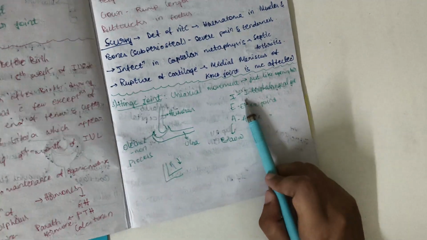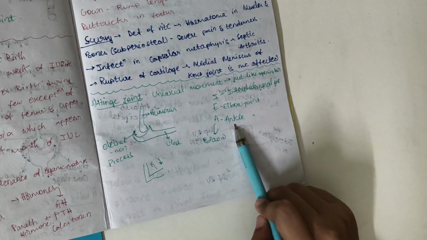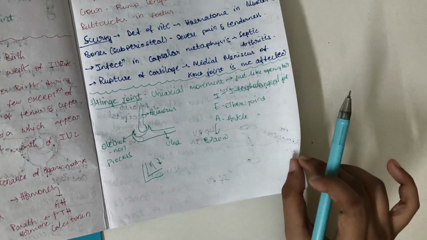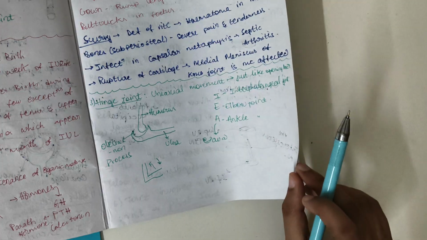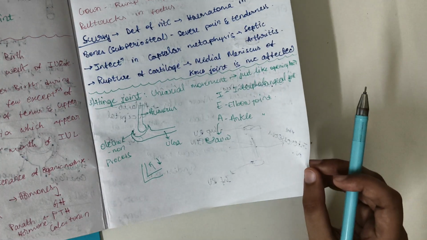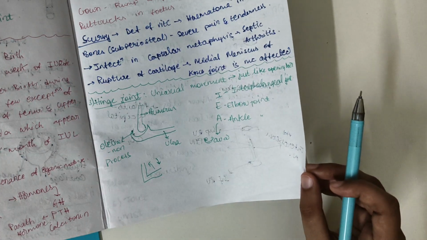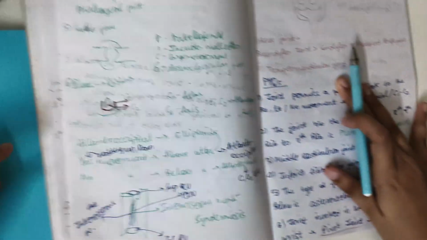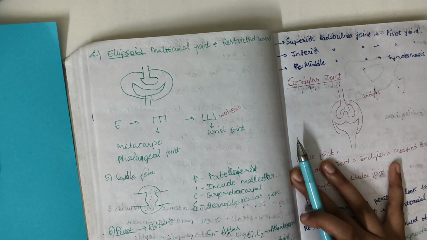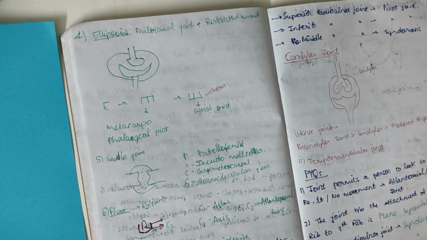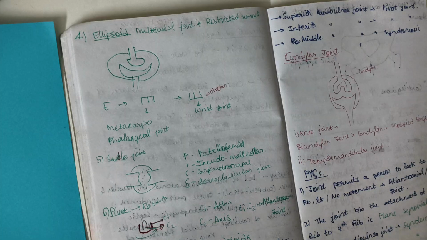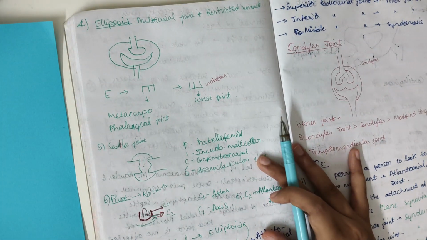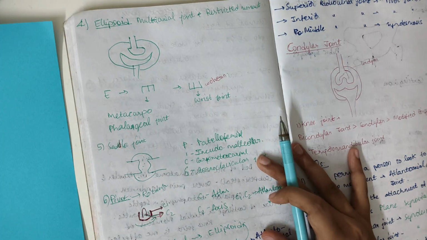The examples are interphalangeal joint, elbow joint, ankle joint. You can remember this by the mnemonic IEA. I for interphalangeal joint, E for elbow joint, A for ankle joint. The fourth one is ellipsoid. Ellipsoid is a multi-axial joint. The examples are metacarpophalangeal joint, wrist joint.